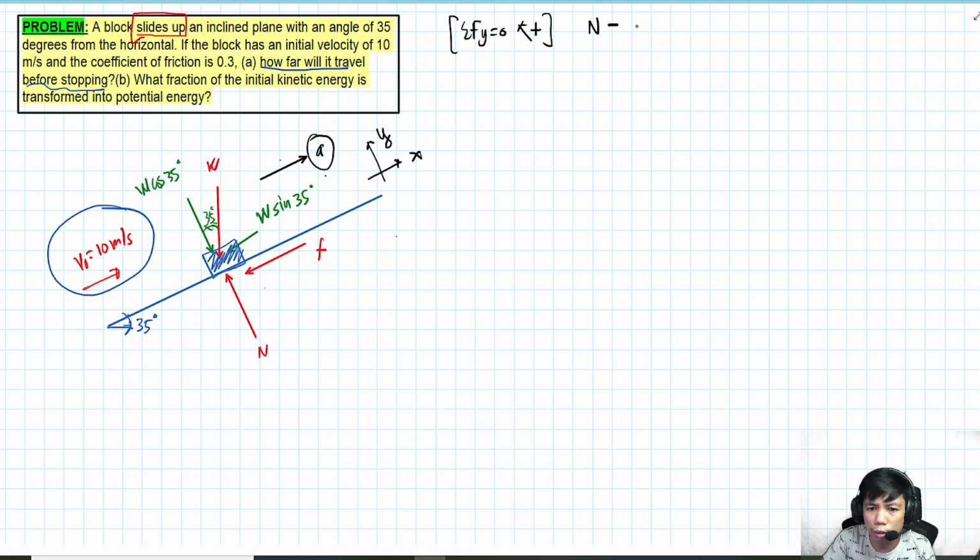Perpendicular to the incline, which is W cosine of 35 degrees, equal to 0. Ibig sabihin, yung ating normal force ay weight cosine 35 degrees. And what is weight in terms ng mass? That is the product of m and g, cosine of 35 degrees.